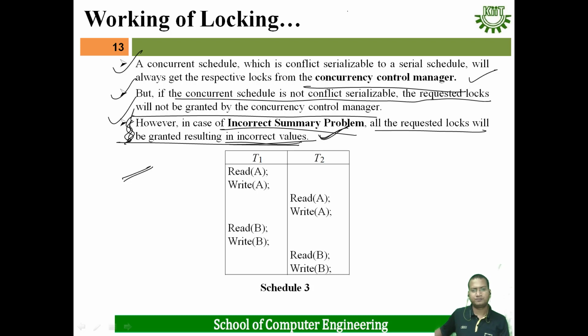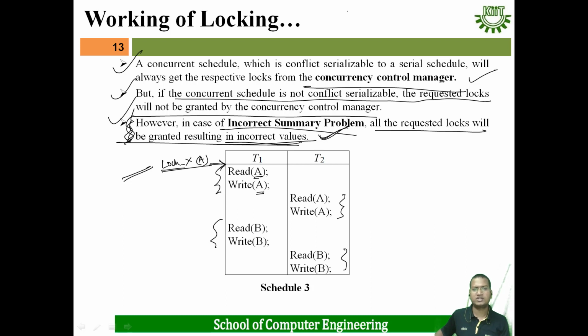Suppose this is a schedule, and here T1 and T2 are two transactions. T1 is reading and writing data item A, then T2 is reading and writing on data item A, then T1 is reading and writing data item B, and T2 is reading and writing data item B. Then how to use the locking protocol? Before doing any operation, first the T1 transaction has to request some lock. Here T1 is both reading and writing on data item A. That's why it will request lock-X on data item A.